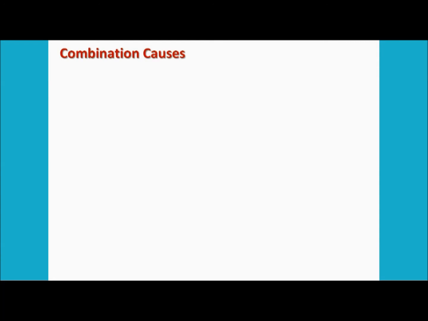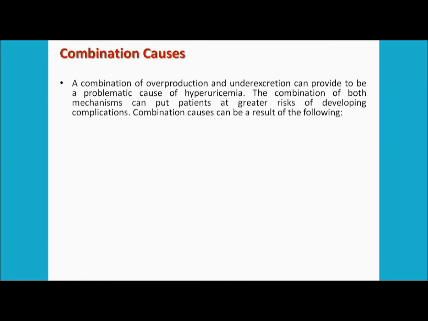Now, the third type, you can say the third promoting condition, is the combination cause of these two. A combination of overproduction and under-excretion can provide an efficient condition for the development of hyperuricemia, right? The combination of both mechanisms can put the patient at a higher risk for development of complications. The combination can be resolved with the following.